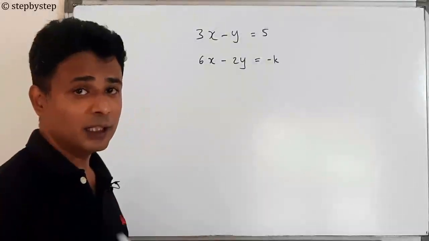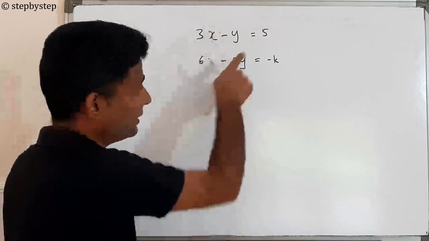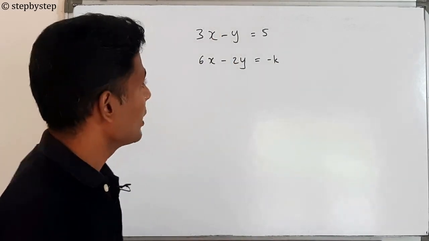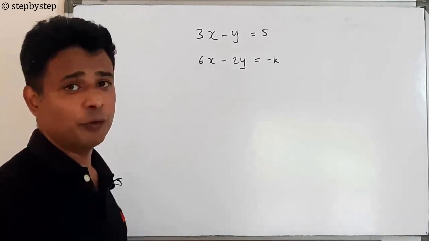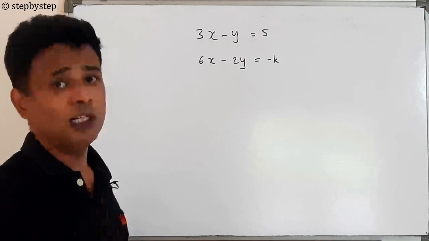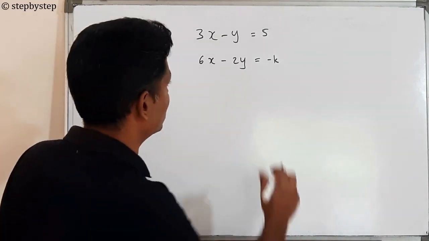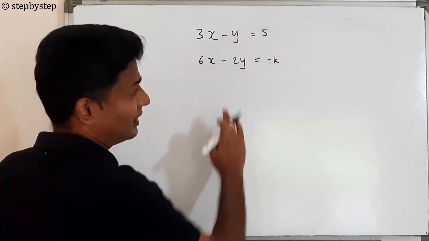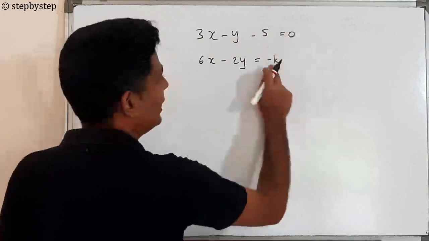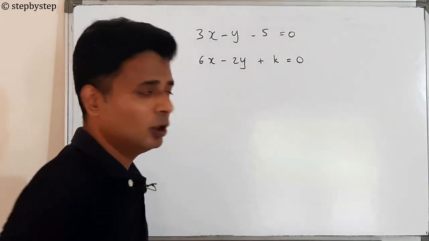Okay guys, now the third question. They had asked us to find the value of K for which this system of equations has no solution. What is the condition for no solution? A1 by A2 equal to B1 by B2 not equal to C1 by C2. That is what we need to use. Before that, we'll transpose the C to the left hand side. So it will become minus 5 equal to 0. Here it will become plus K equal to 0.